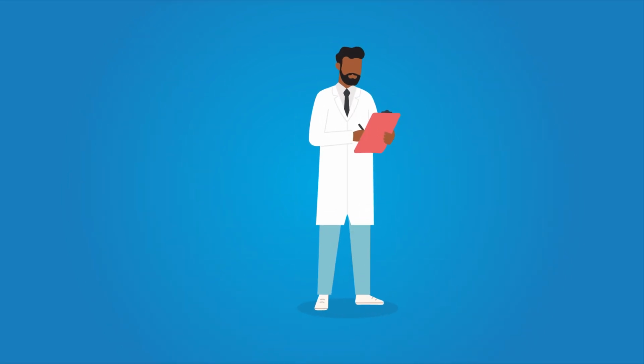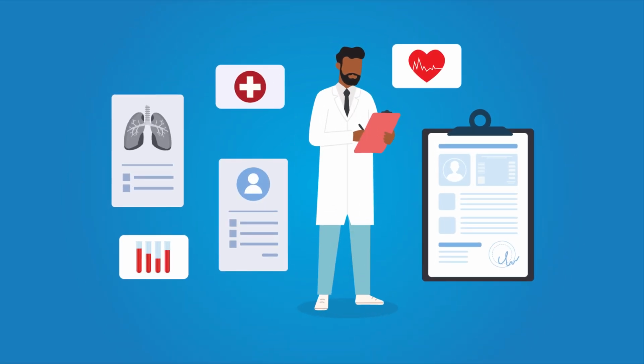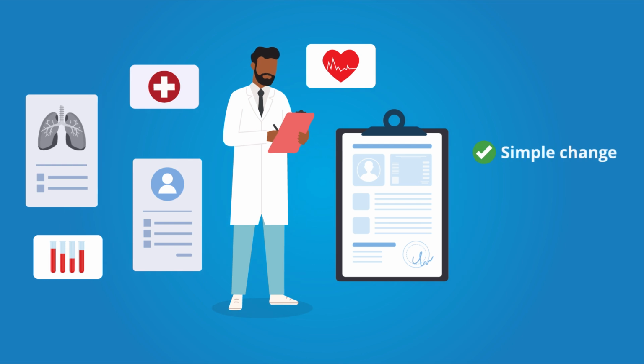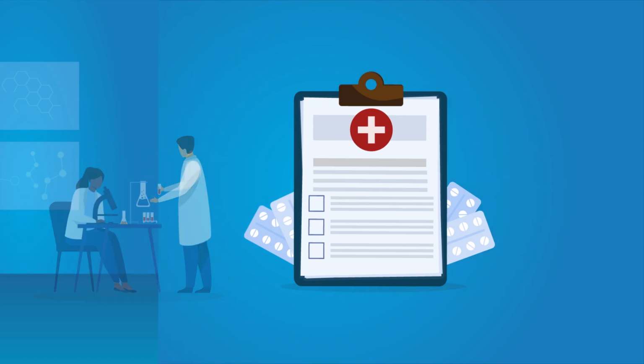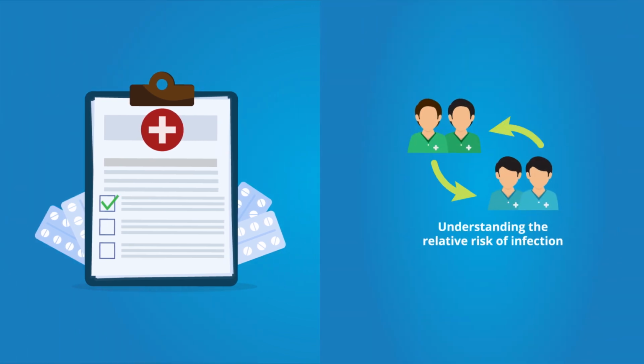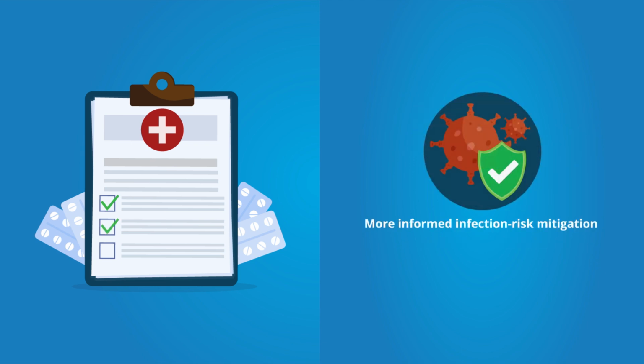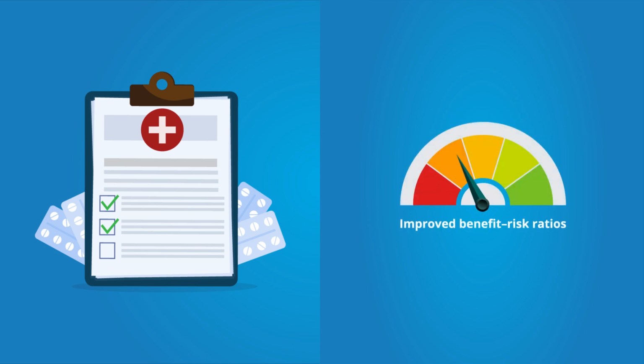Using the incidence rate to calculate at-risk time for patients reflects a simple change that can optimize infection reporting. The incidence rate could form the basis for a standardized approach in clinical trials, allowing for a better understanding of the relative risk of infection for a given treatment, more informed infection risk mitigation, and improved benefit-risk ratios for patients treated with certain therapies.